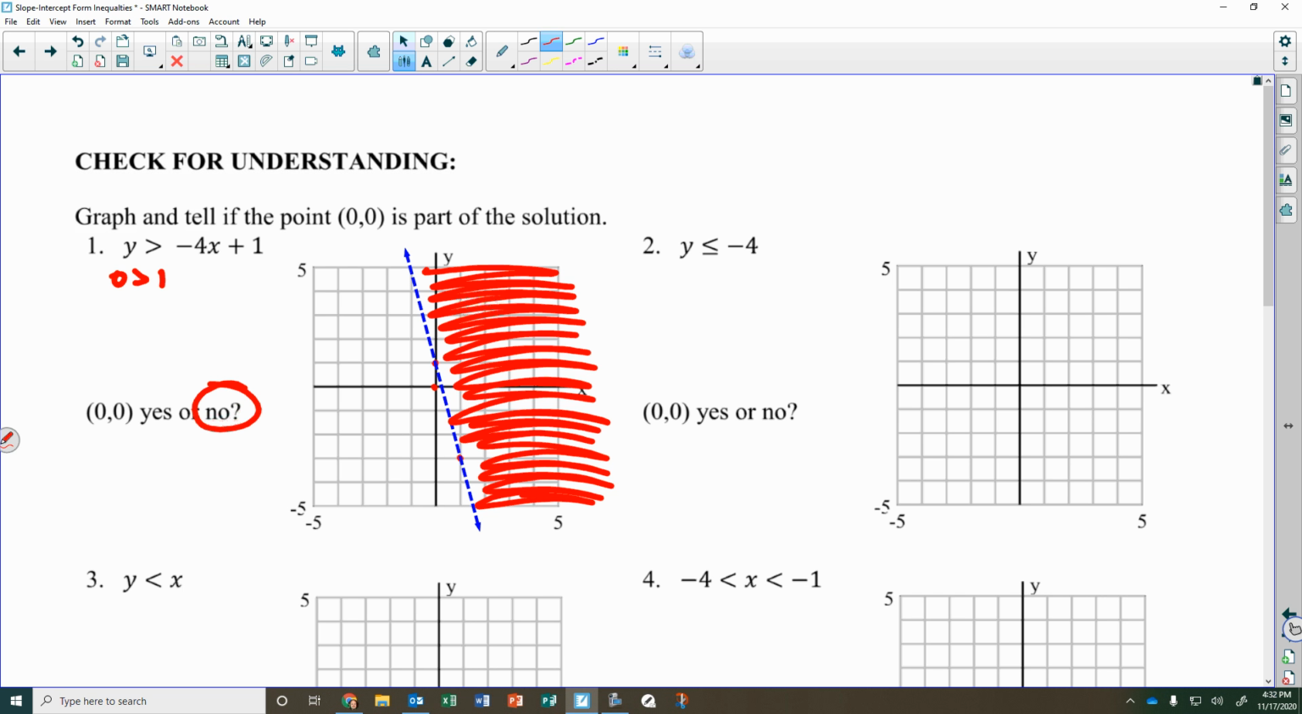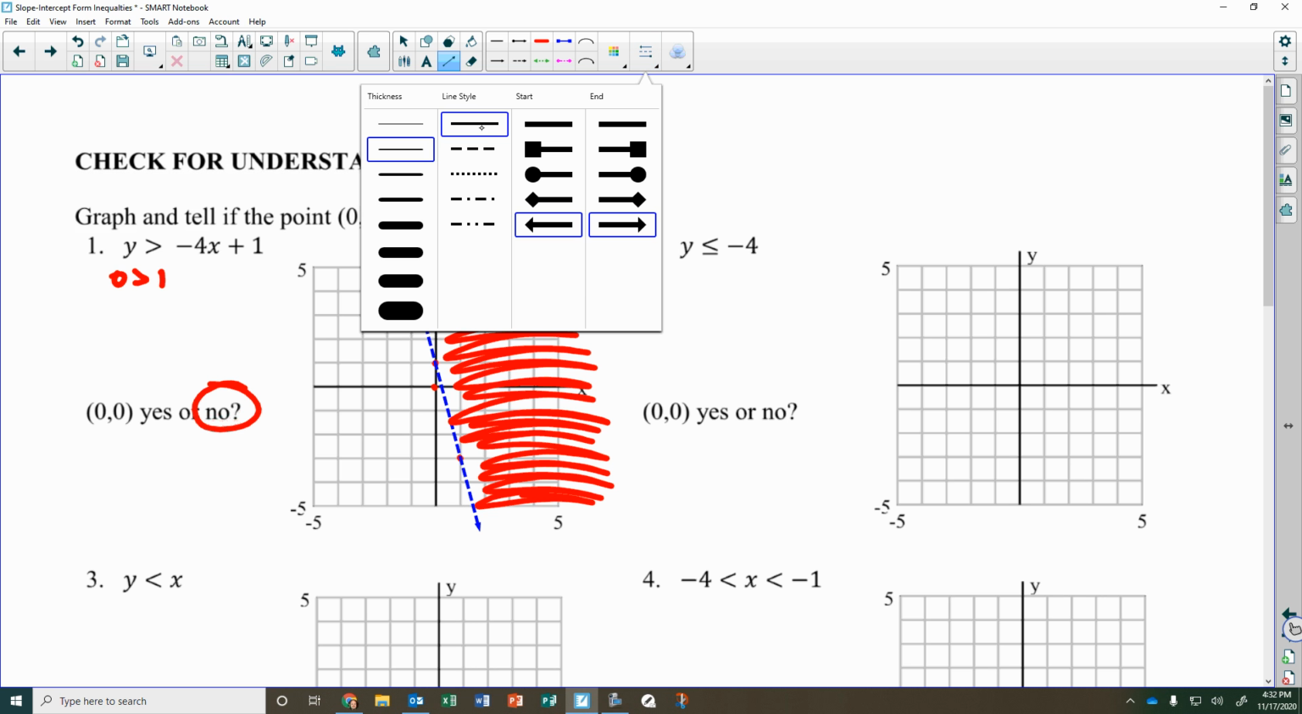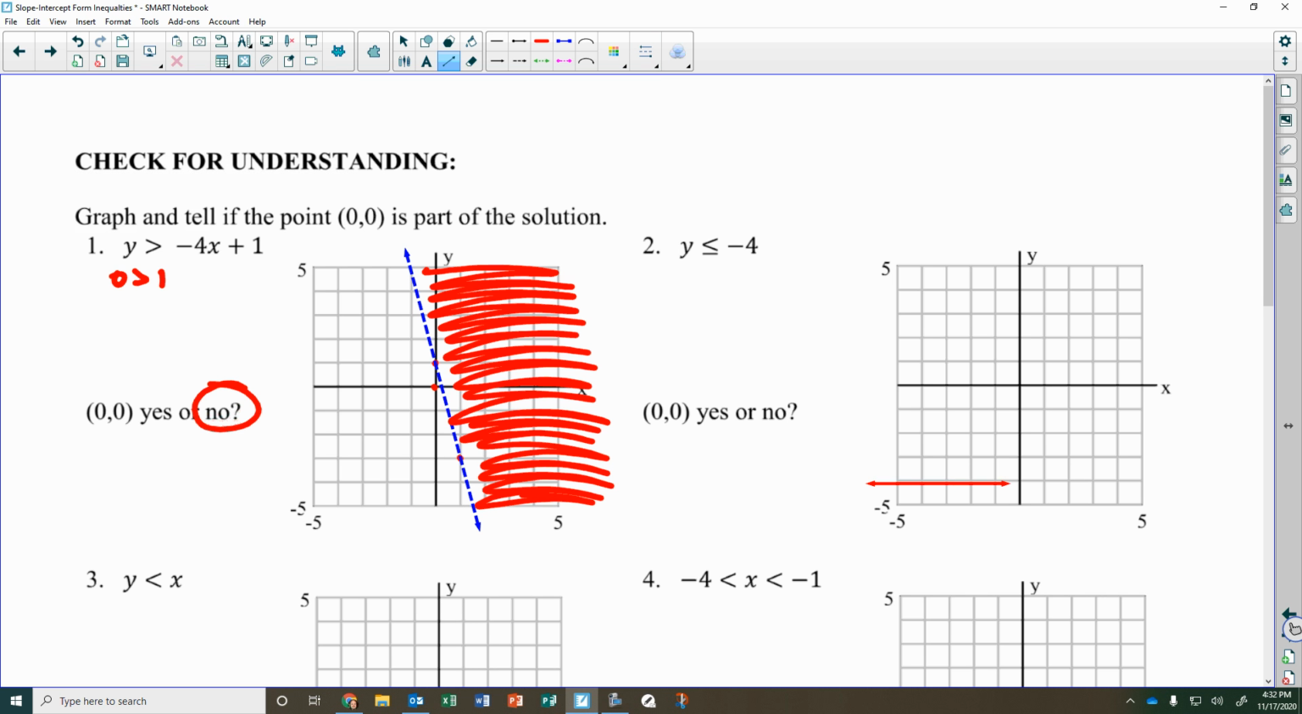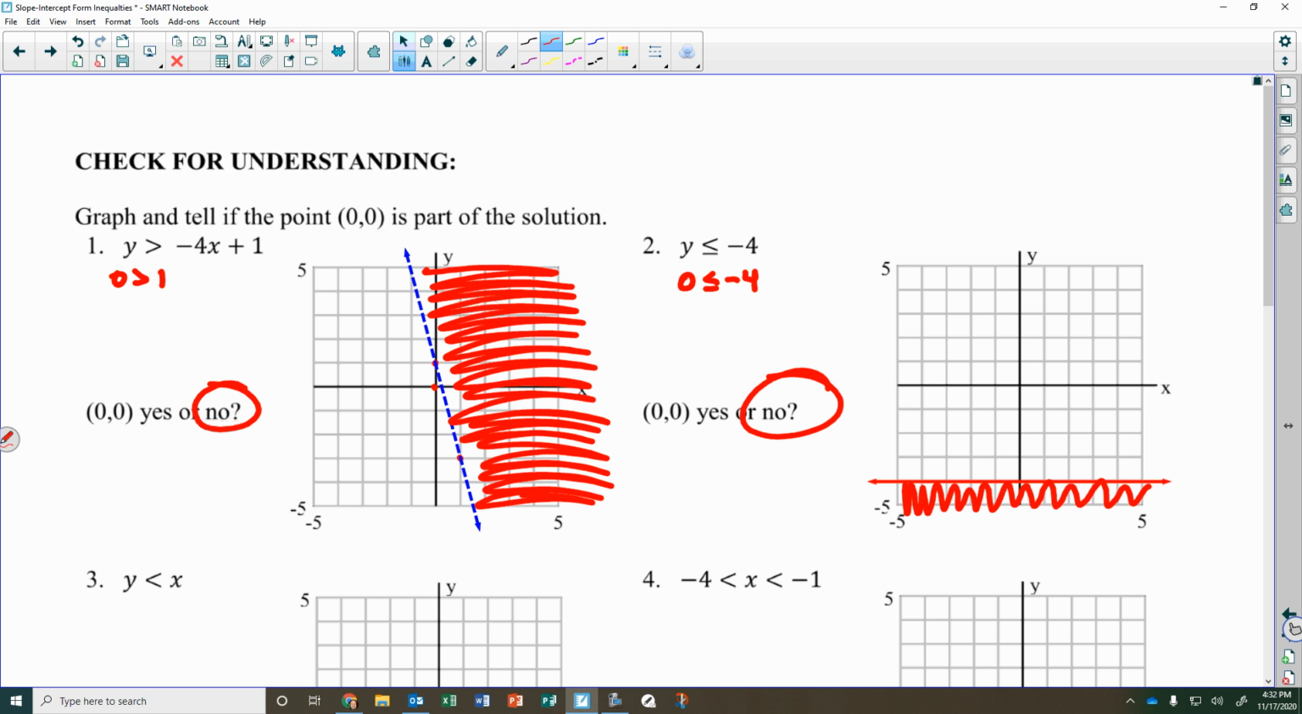Now, if we graph the next one, y is less than or equal to negative 4. So this is a solid line at negative 4, which is right here. I'm going to bring it up just a little bit. I went a little too low. Right here. And is 0, 0 an answer? Well, I can only put in for y. So is 0 less than or equal to negative 4? Nope. Which means we have to shade below, because it is not.